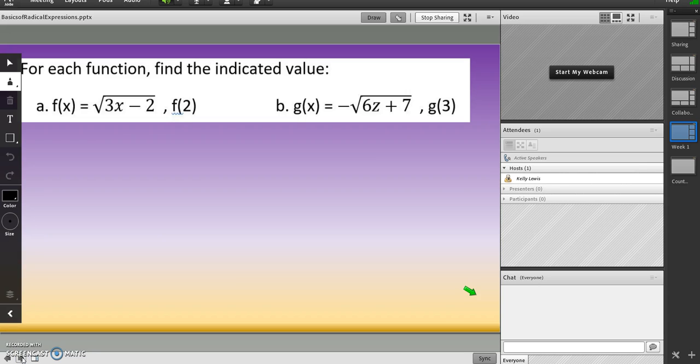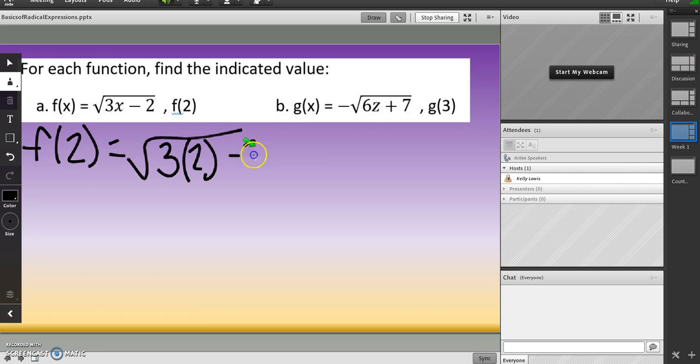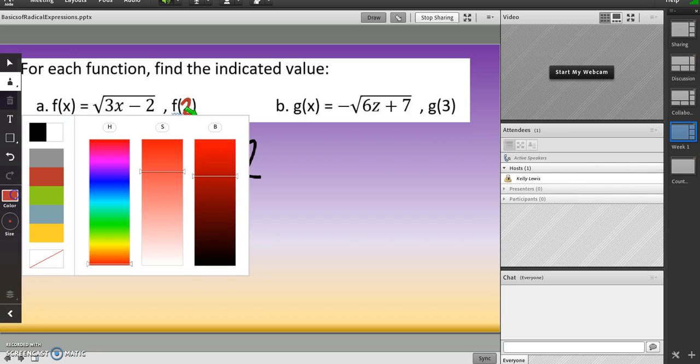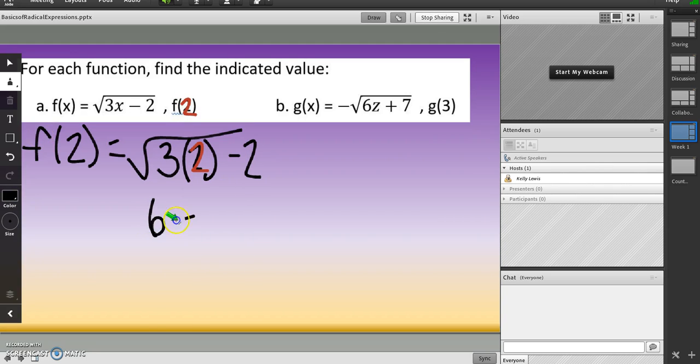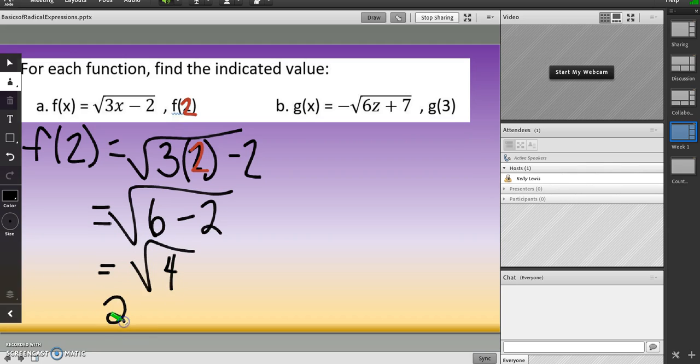Right now we're just going to find the indicated value, and what we're going to do is plug it in. Everywhere there's an x, I'm going to put a 2. So 3 times 2 is 6, minus 2. 6 minus 2 is 4, and the square root of 4 is 2. So f of 2, that's what this means. When we substitute 2 into this function, we take 2 and substitute it where the x is. We get the number 2. We just happen to get the same number.